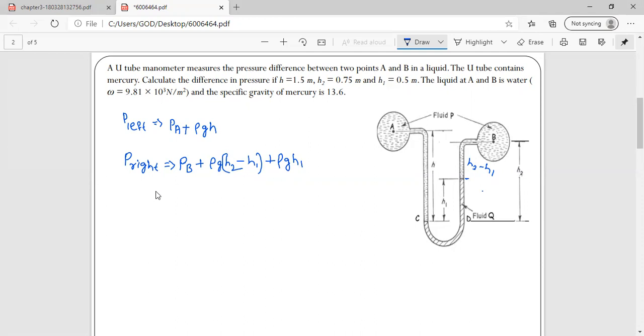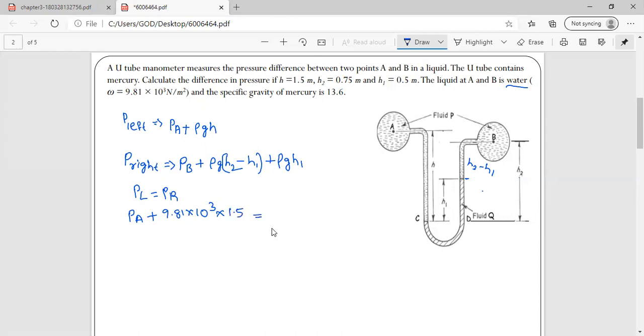Now equate both the equations, that is, the pressure in the left limb is equal to the pressure in the right limb. First I am writing PA plus rho g. It is water, whose weight density is given to you. Rho g is nothing but the weight density, which is 9.81 into 10 to the power of 3, into the height H. How much is given? 1.5 is given. It is in meters, no need to convert.